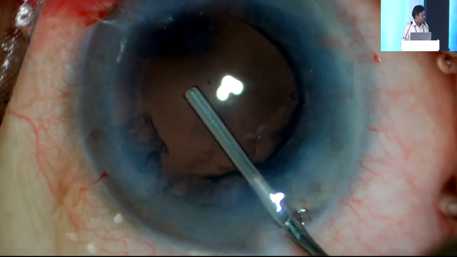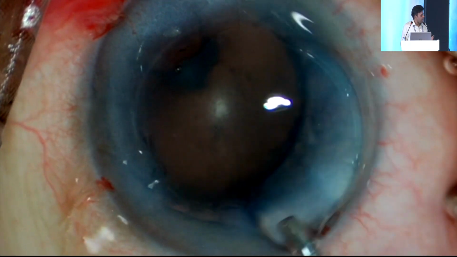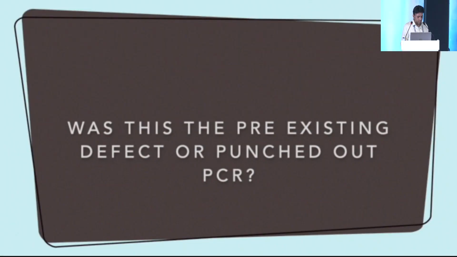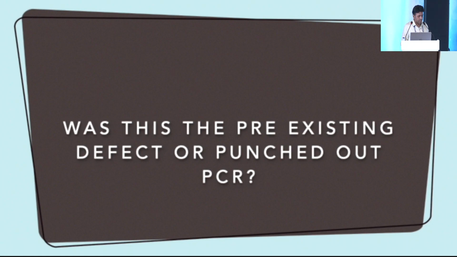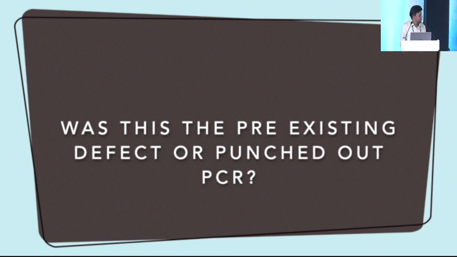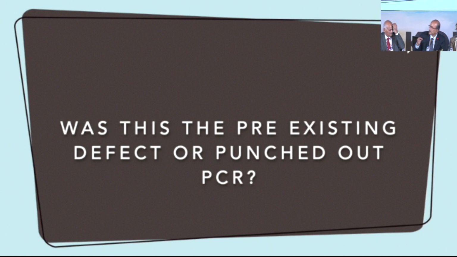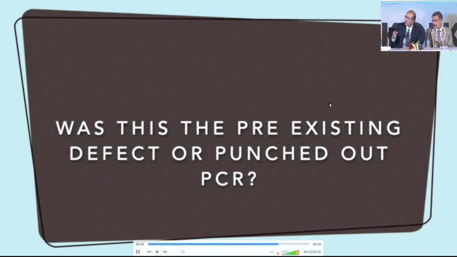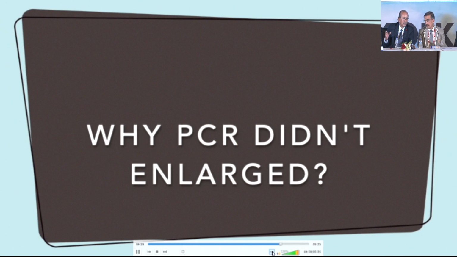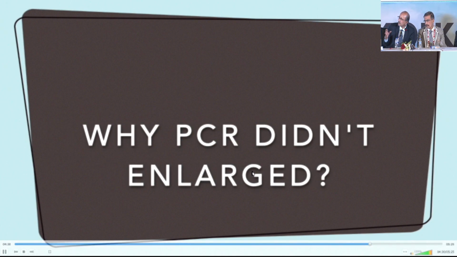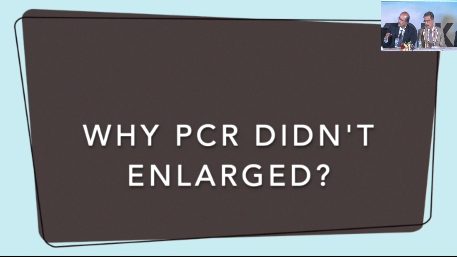Sir, this is my question. Was it a pre-existing PC rent or did it happen during punch out? Jagatram sir? I think we must see what is the size of the posterior capsular rent, whether it is pre-existing or done during surgery, and then whether we can implant a single piece IOL or 3-piece IOL. Yes. And of course, I think vitrectomy will be required for the vitreous bulge or whatever PCR. It should be made free from vitreous.